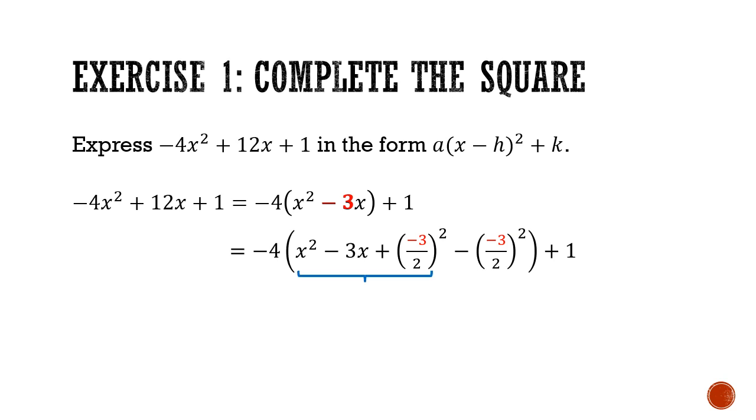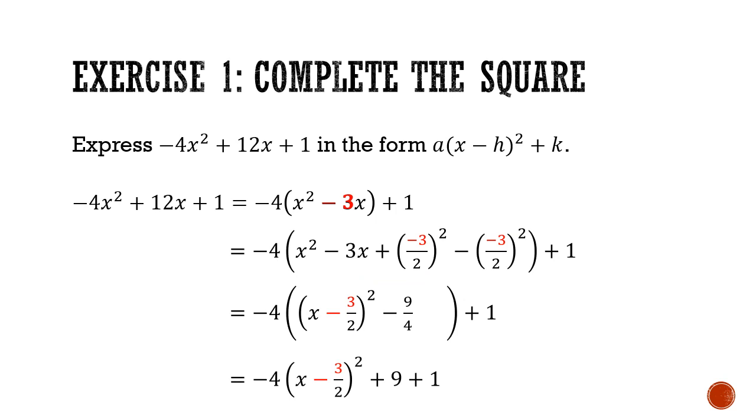Next, we look at the first three terms. This is a perfect square, so we can factorize this. So we'll get x minus 3 over 2, squared. The negative 3 over 2 squared, we can simplify this. This will become 9 over 4. Next, we will distribute the negative 4. This will give us negative 4 times the perfect square, which is (x minus 3 over 2) squared, plus 9. So negative 4 times negative 9 over 4 is 9. And we have to still add the 1 to get positive 10. So we have completed the square. We can see that a equals negative 4, h is 3 over 2, and k is 10.